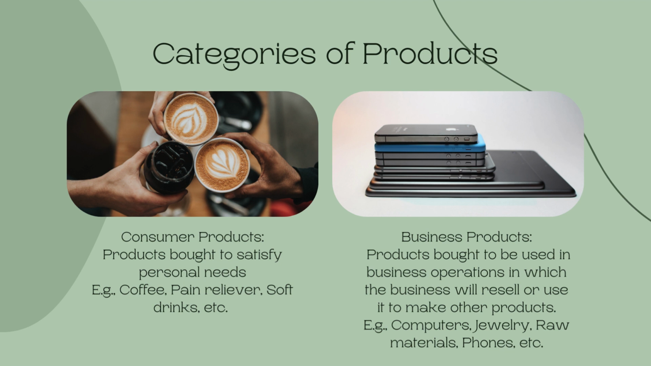Then you have your business products as well, which are products bought to be used in business operations in which the business will resell or use it to make other products. An example of that would be computers, jewelry, raw materials, or even phones.